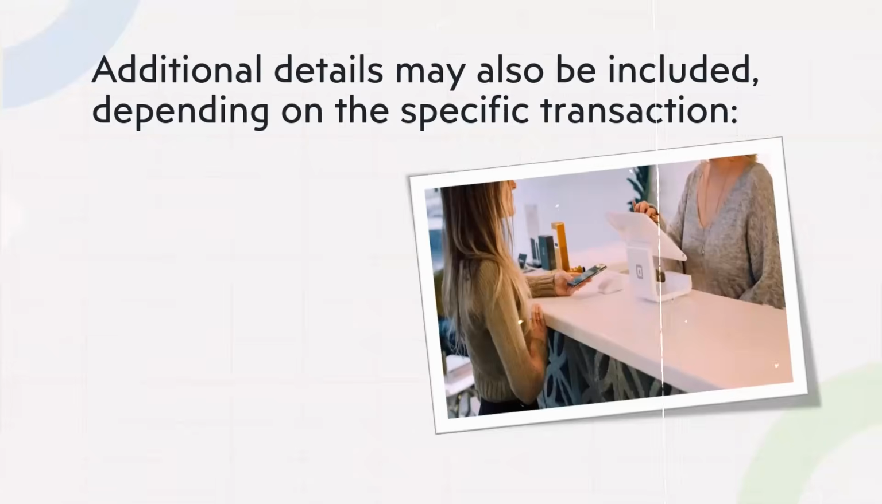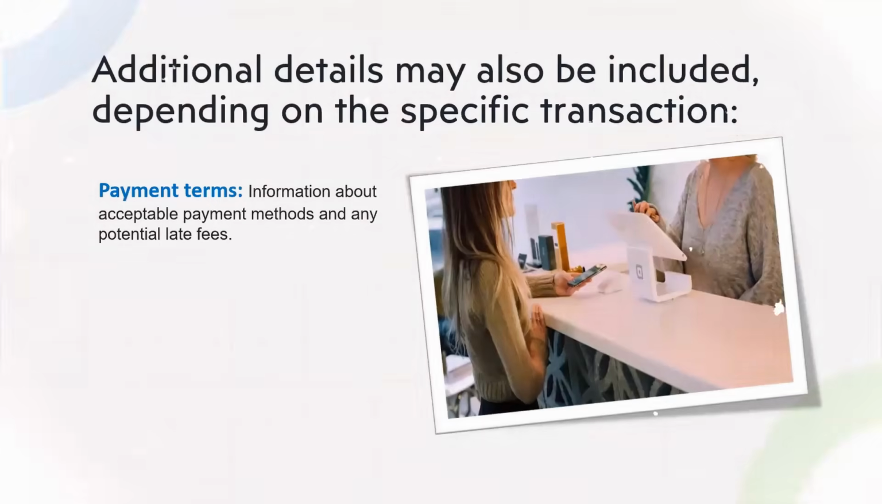So what is this information? The first one is payment terms. Information related to acceptable payment methods can also be available on the invoice. If it is mentioned pay via check only or pay online only, you need to make sure that you are paying the bill as per the instructions of the invoice.